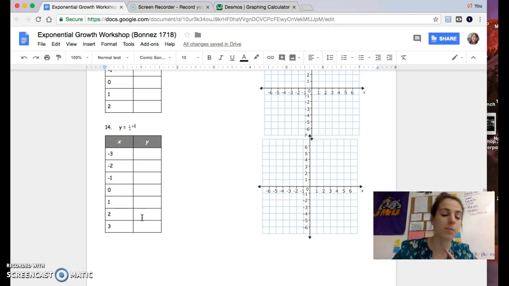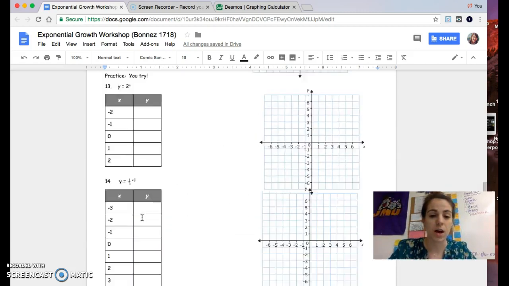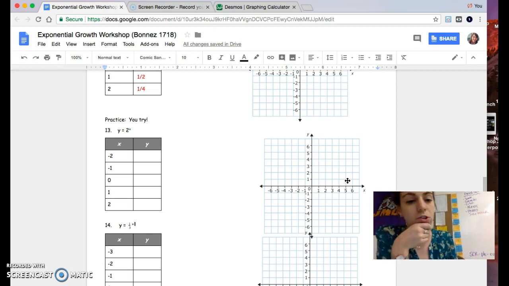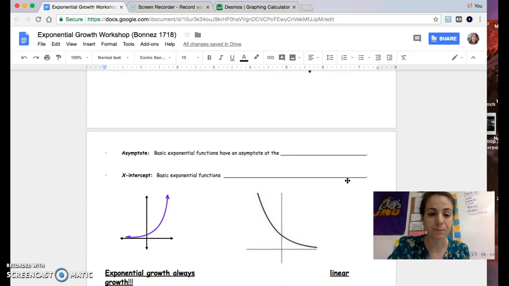Okay, now you should unpause me and you should be down here at these notes. My intention is that as you're in my workshop, I'm going to be checking your work, so I will give you feedback on questions 13 and 14. Let's go ahead and move along to the vocabulary.